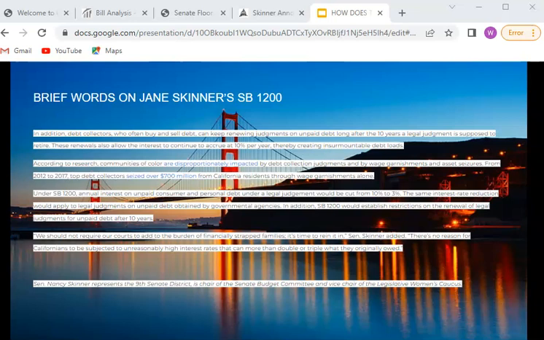Senator Nancy Skinner represents the 9th Senate District, is the chair of the Senate Budget Committee, and vice chair of the Legislative Women's Caucus. So this was her article that was an introduction to SB 1200, which basically passed May the 25th, which was a couple of days ago. So we're looking at this on the correlation of this Senate bill and child support.